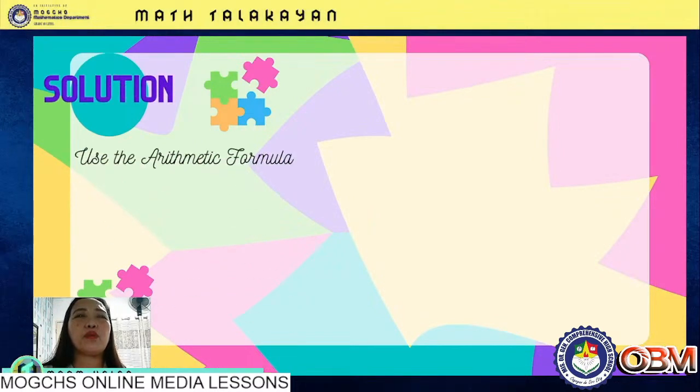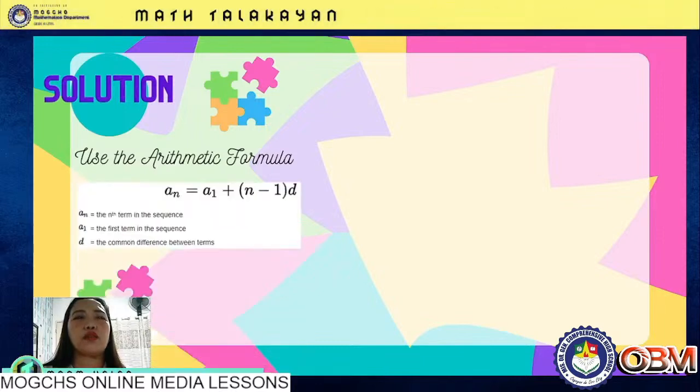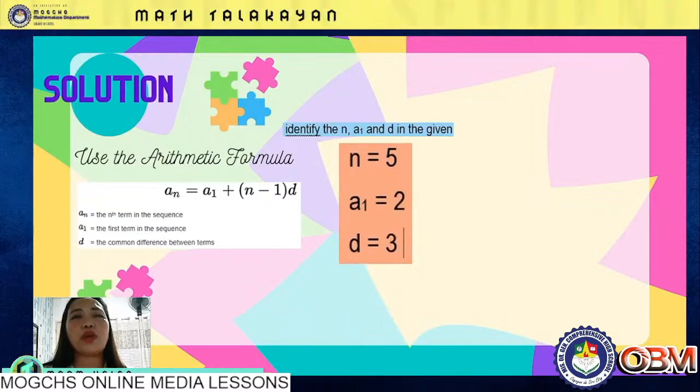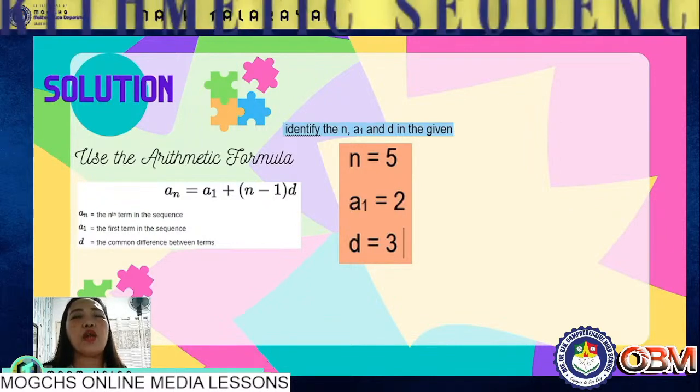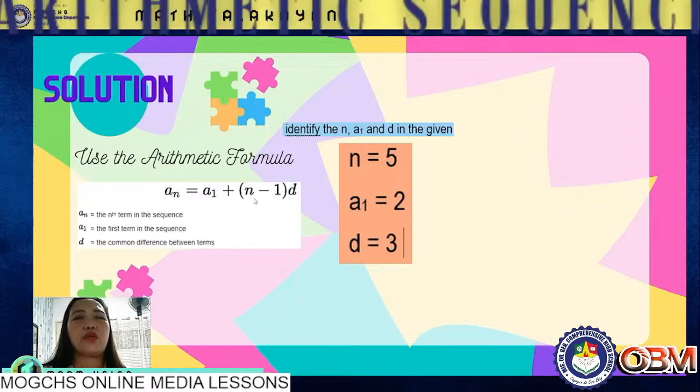Another way to solve the problem is by using the arithmetic formula. So we have a sub n equals a sub 1 plus the quantity of n minus 1 times d, where a sub n equals the nth term in the arithmetic sequence, a sub 1 is the first term, and d is the common difference. So first, we are going to identify the n, a sub 1 and d in the given. So our n is equal to 5 since we're going to find the fifth term. A sub 1 is 2 and d equals 3.